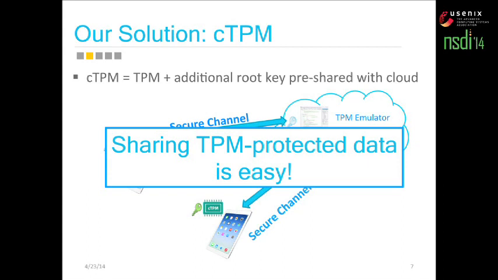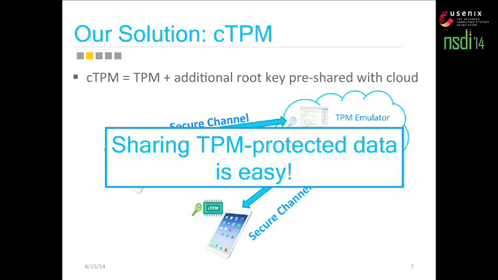Compared to the TPM design, the primary change we make to this TPM chip is to require additional root keys pre-shared with the cloud. Let me give you a flavor of how these shared root keys can help sharing data across TPMs. Let's assume two cTPMs running on two mobile devices belong to the same user. And the cloud runs two TPM emulators for the user. And these two TPM emulators will be bound to the same user. And there is a set of root keys shared between each pair of cTPM device and the TPM emulator running in the cloud.